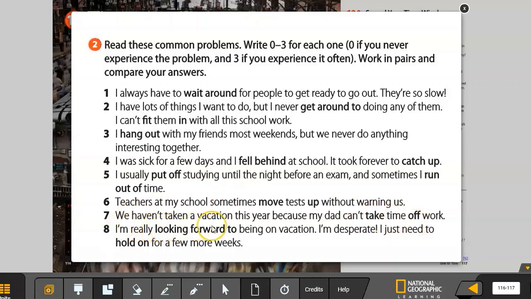Number 8: I'm really looking forward to being on vacation. I'm desperate. I just need to hold on for a few more weeks. Looking forward to, that's a very useful phrase, guys. And hold on, you can infer this as well. Please take your time, guys, to read these sentences one more time.